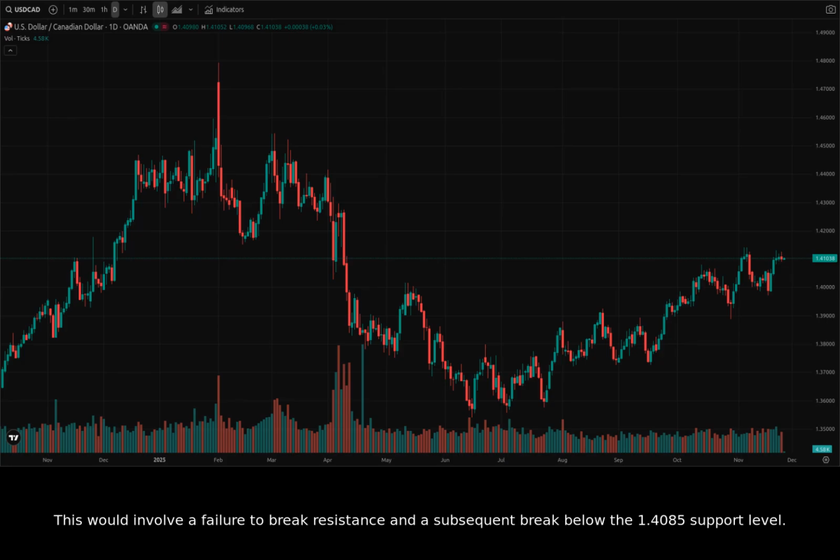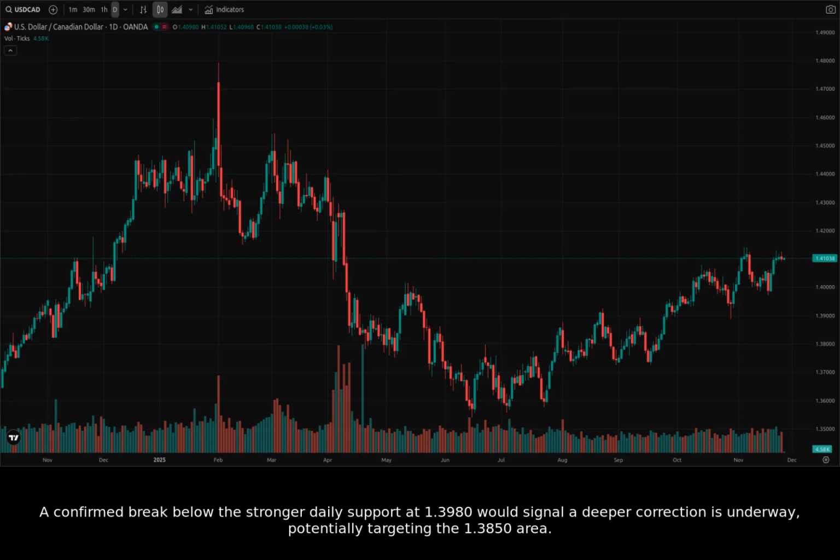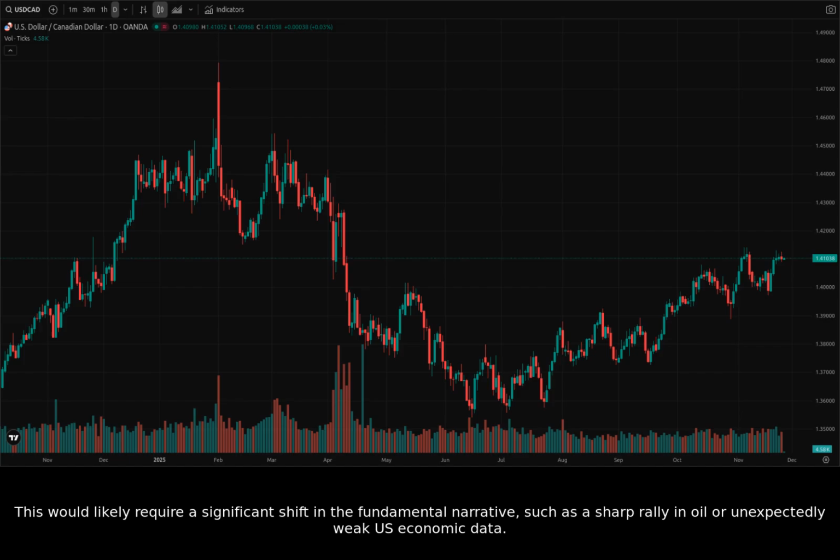This would involve a failure to break resistance and a subsequent break below the 1.4085 support level. A confirmed break below the stronger daily support at 1.3980 would signal a deeper correction is underway, potentially targeting the 1.3850 area. This would likely require a significant shift in the fundamental narrative, such as a sharp rally in oil or unexpectedly weak U.S. economic data.